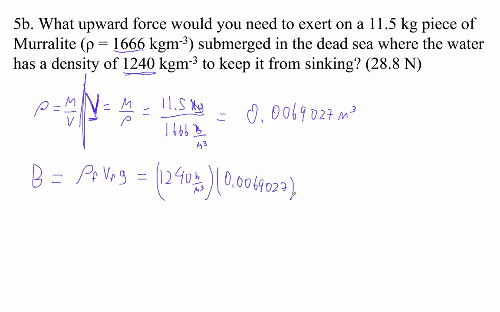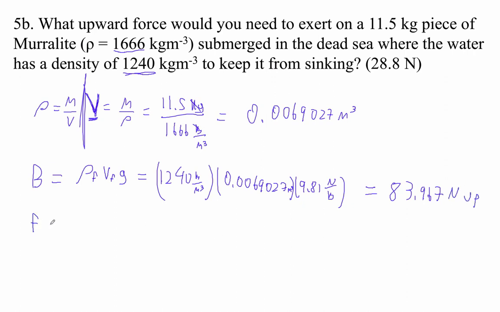0.006927 cubic meters, and then times 9.81, and that's newtons per kilogram. Now you'll see the cubic meters cancel, the kilograms cancel, you'll end up with newtons. So that number that I have on my calculator times 1240 times 9.81. So the buoyant force, the upward force on the thing, is 83.967, okay? And that'll be an upward force.